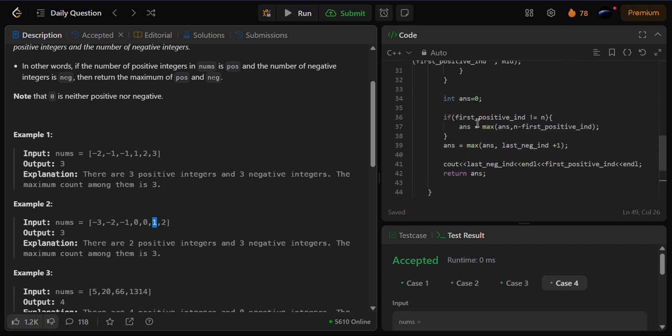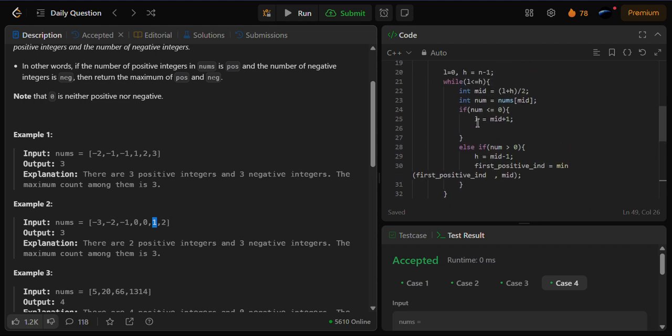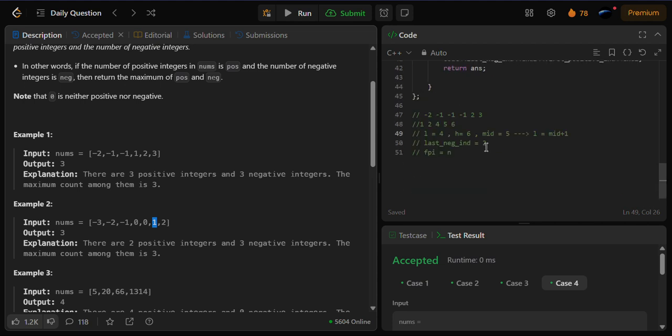Okay, I have a possibility that I have a positive number, which is to the left of this. But I can say for now my last positive index would be my mid, which is 5. But there is a possibility that I have one more positive number to the left of this index, which is mid. So I will update my high to mid minus 1, which is 4.